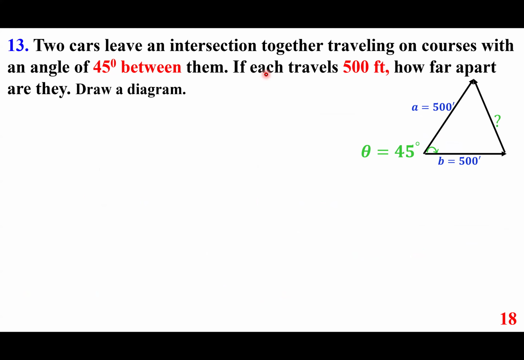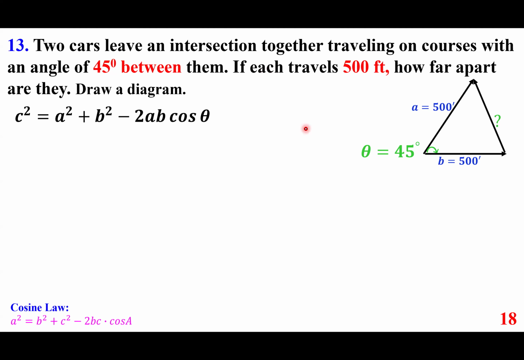Again, we are going to use the cosine law. A squared equals B squared plus C squared minus 2BC cosine A, or how about C squared equals A squared plus B squared minus 2AB cosine theta. This is another way of writing it. Again, in essence, we are calling this side C. This is A, this is B, right? So the missing side must be C.